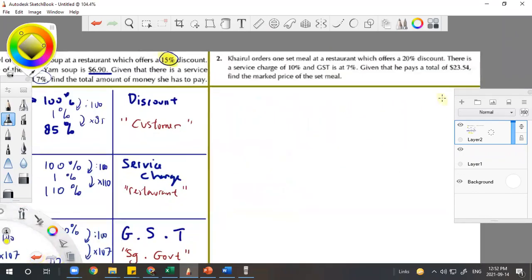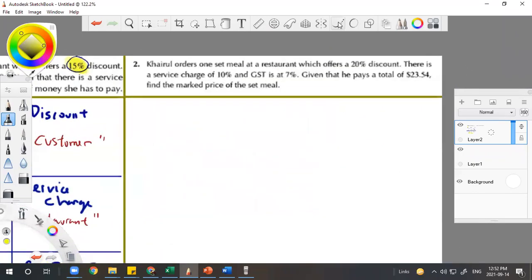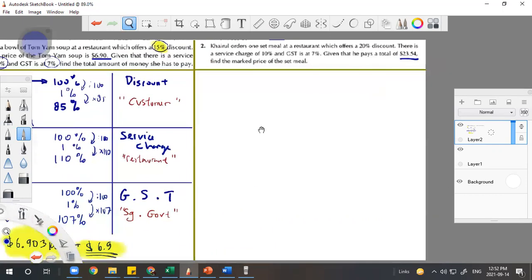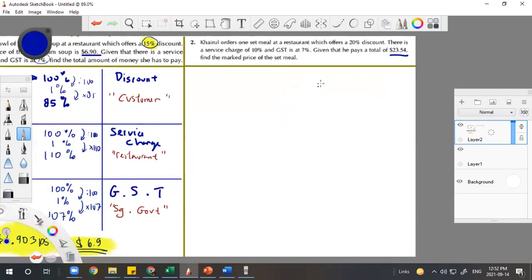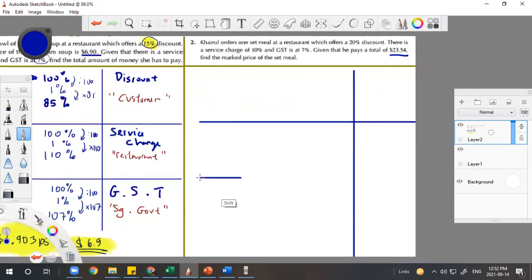Ya, now ini lebih susah ya kelihatannya. Oh, oke. Kalau ini terbalik nih guys, ini lebih susah lagi mikirnya. Coba lihat. Khairul orders one set of meal which offers a 20% discount. That is a service charge and just sama ya, 10 and 7. Given that he pays a total. Nah, ini dia udah bayar segini. So, kita kerja terbalik. Right? See, kebalik ya.